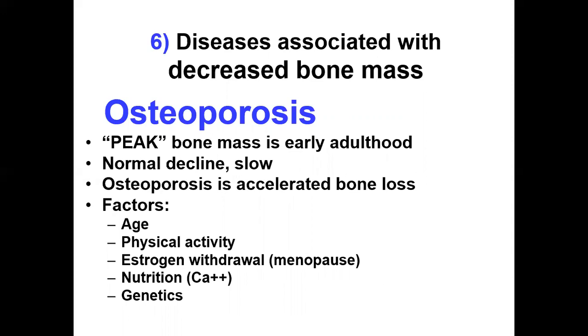Peak bone mass is achieved in early adulthood, and the normal decline of bone mass is very slow. But osteoporosis is seen when there is accelerated bone loss. And there are various factors which are associated with osteoporosis: age, physical activity, then hormones, that is estrogen withdrawal in females, nutrition, and genetics.